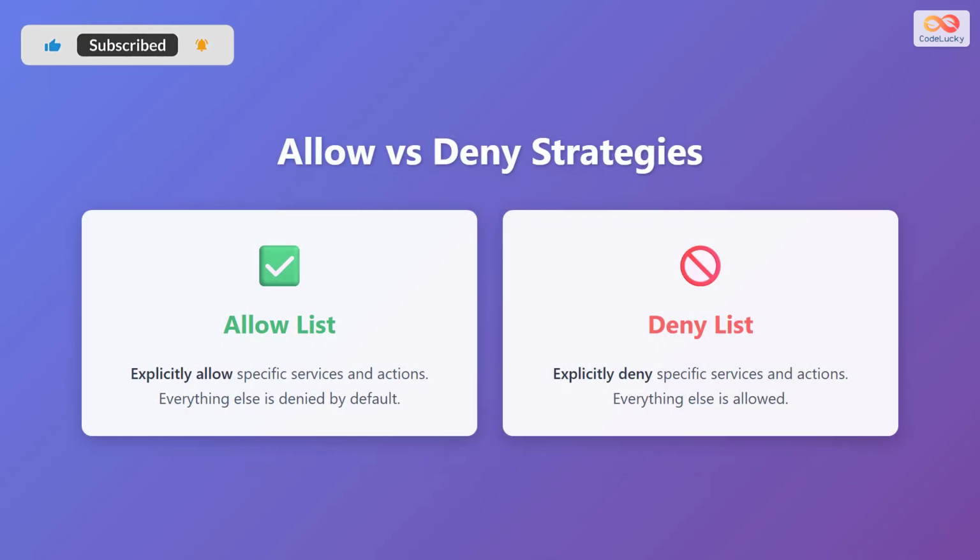There are two main strategies for implementing SCPs. The allow list strategy explicitly allows specific services and actions, with everything else denied by default. This is the most restrictive approach. The deny list strategy explicitly denies specific services and actions while allowing everything else. This is more permissive and is commonly used to block access to certain high-risk services or actions.